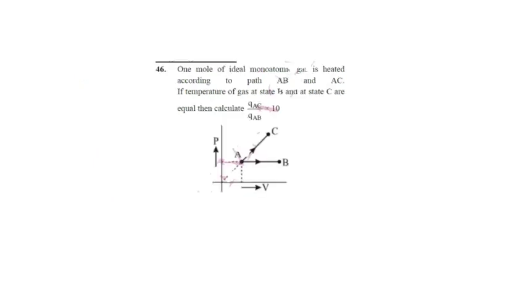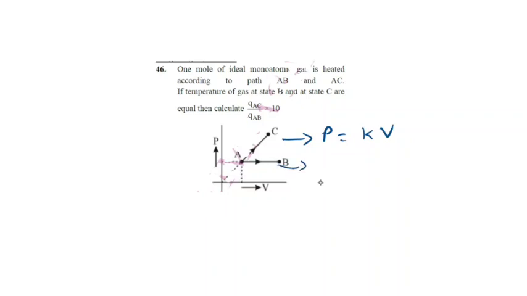The question is from thermodynamics. 1 mole of ideal monoatomic gas is heated according to the path AB. If we observe AB, it is an isobaric process since the pressure is constant, and AC, if we consider, is not a straight line parallel to either the pressure axis or the volume axis. You can say that it's a polytropic process where P is equal to KV. For the AC process, P is equal to K into V. And of course, AB is an isobaric process, right?